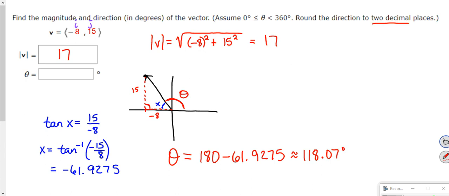Okay, so that's what goes in our blank, is 118.07. Okay. Because we were trying to find theta again from the positive x-axis side. Okay. All right, let's do the next one.